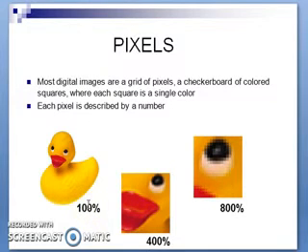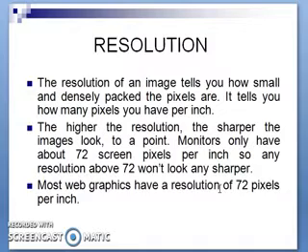Now, most digital images are a grid of pixels, a checkerboard of colored squares, as you can see in the picture. As we zoom, these are the representations. Each pixel is described by a number, and that is what we call a pixel, or the picture element, or otherwise even called pels.